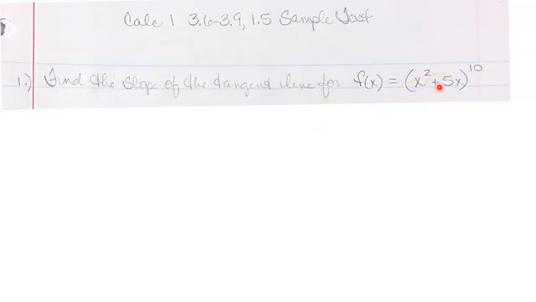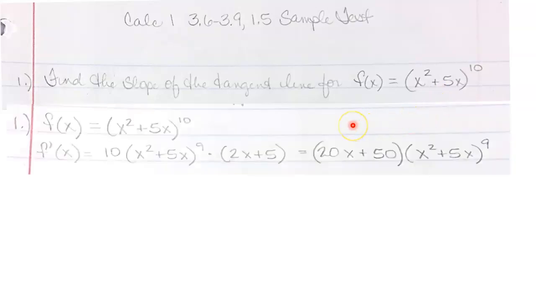So if you're taking the derivative of anything to the 10th power, it's going to be 10 that thing to the 9th power times the derivative of that thing. So derivative of x squared plus 5x would be 2x plus 5. So this is the derivative of the outside, and this is the derivative of the inside. We could combine the 10 and the 2x plus 5. So if I distribute that 10, I'm going to get 20x plus 50. And of course, I don't have to distribute the x squared plus 5x. I don't have to multiply it out to the 9th power, and I cannot distribute any of this to it. Order of operations would make me do exponents first.